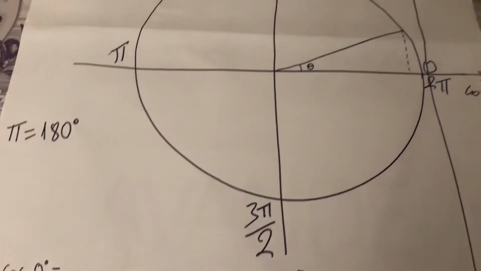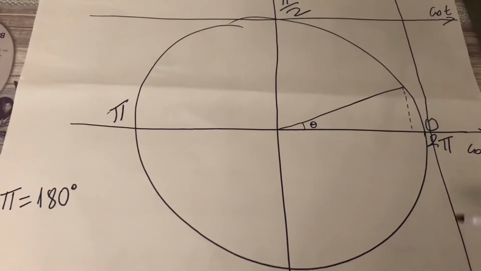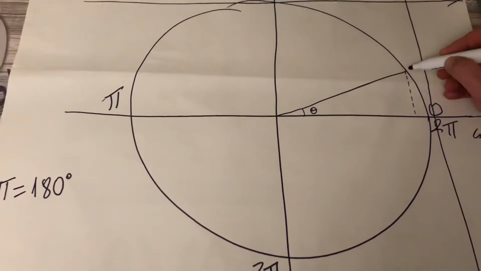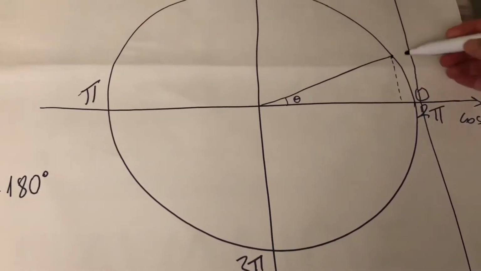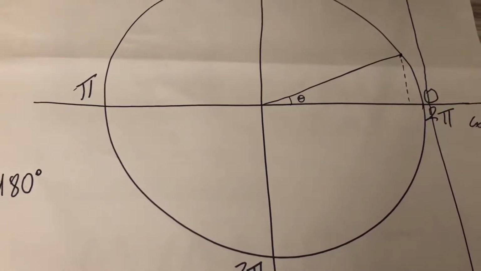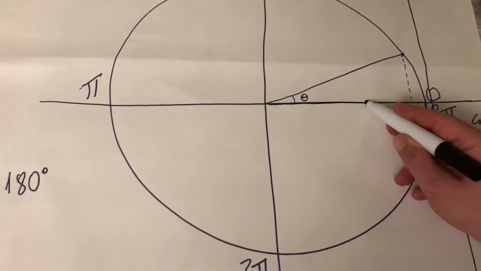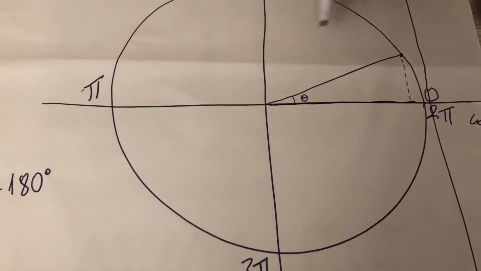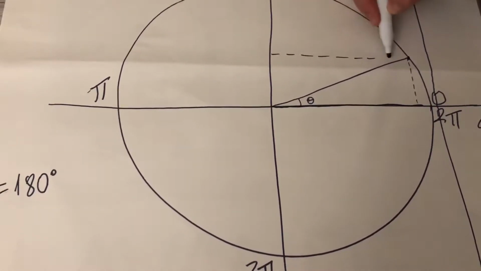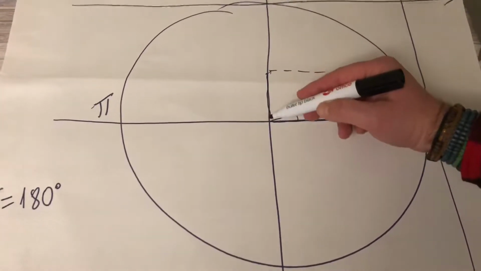When we take an angle of theta, the point where it intersects the circle has an x-axis value equivalent to its cosine value, and its vertical reflection on the y-axis is its sine value.